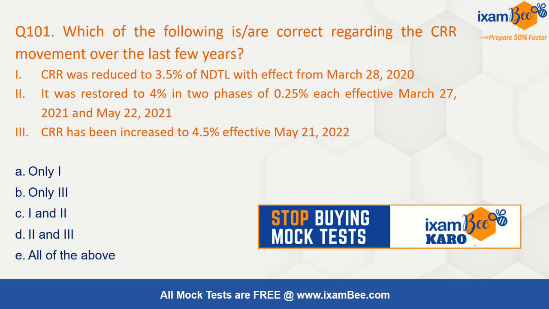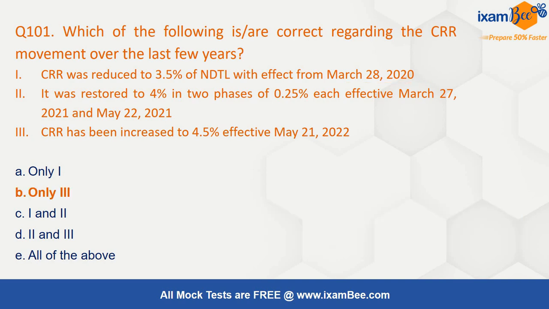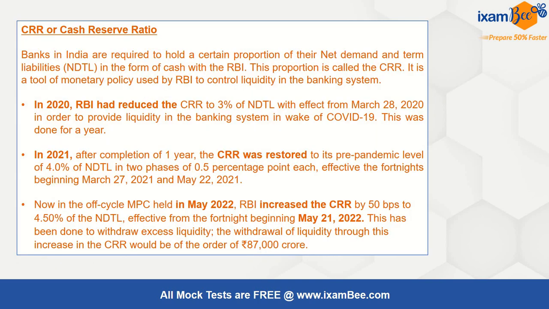Which of the following are correct regarding the CRR movement over the last few years? CRR was reduced to 3.5% of NDTL with effect from March 28. It was restored to 4% in two phases of 0.25 with effect from March 27, 2021 and May 21, 2021. CRR had been increased to 4.5% with effect from May 21, 2022. The correct answer is only 3. CRR has been increased, and this is the latest one. You have to remember this.